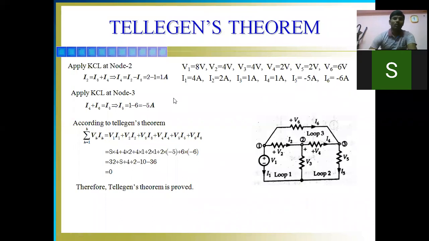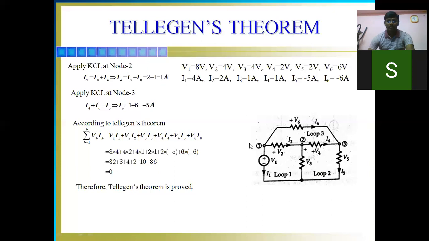Now come to node 2. At node 2, I2 is entering, and I3 and I4 are leaving. So therefore I2 is equal to I3 plus I4, which gives I4 is equal to I2 minus I3. So 2 minus 1 is equal to 1 amp.